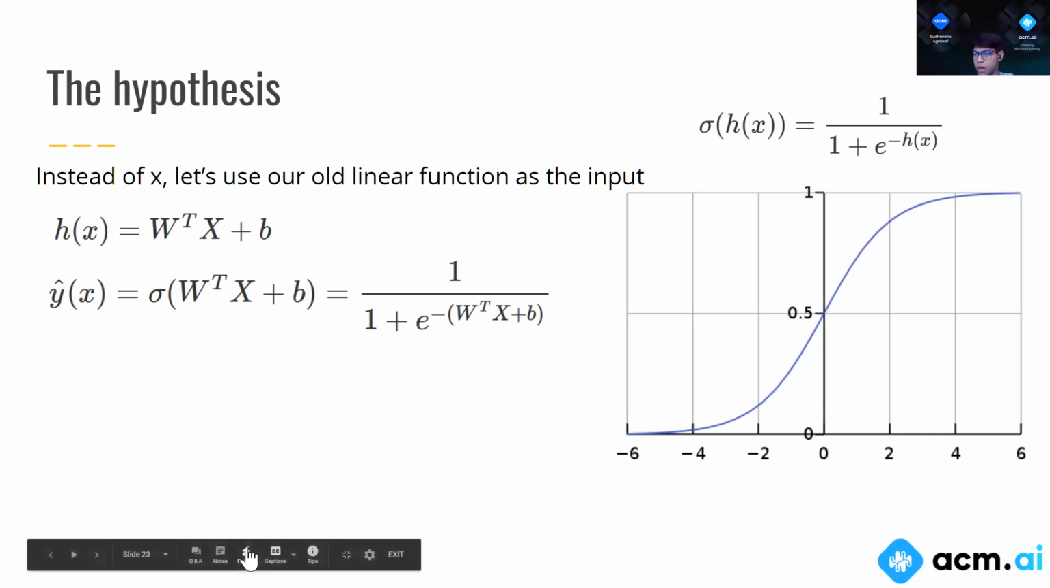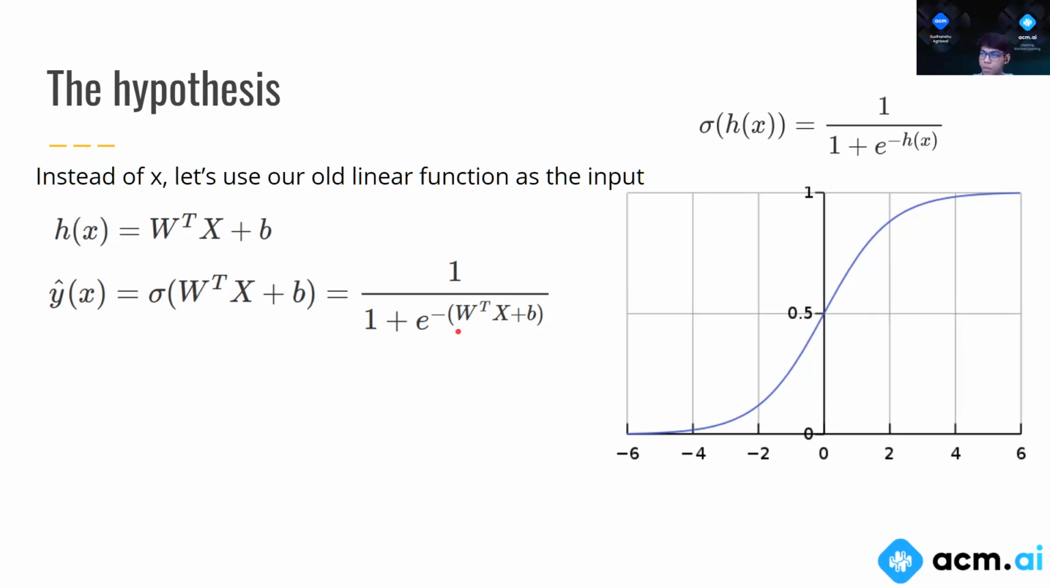Now, let's again look at this function over here. This function is completely determined by what w is and what b is, right? Because everything else is just a constant. e and 1 are obviously constants, and x is the input. So what the function is determined by is this w and this b.